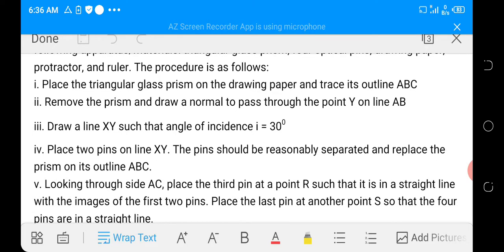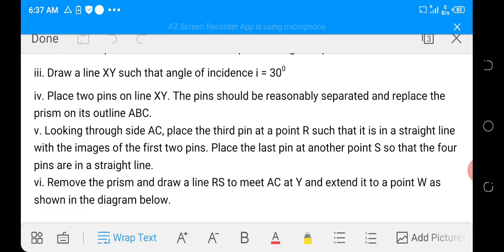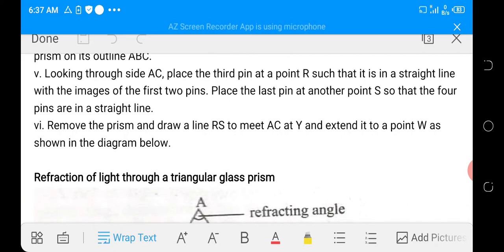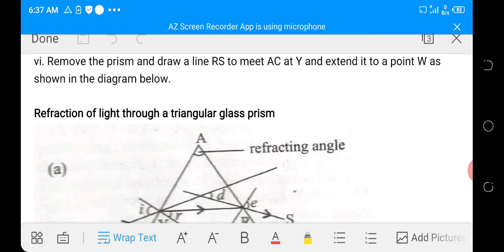4. Place the 2 pins on line XY. The pins should be reasonably separated, and replace the prism on its outline ABC. 5. Looking through side AC, place the third pin at a point such that it is in a straight line with the images of the first 2 pins. Place the last pin at another point so that the 4 pins are in a straight line. 6. Remove the prism and draw a line RS to meet AC at Y and extend it to a point W as shown in the diagram below.